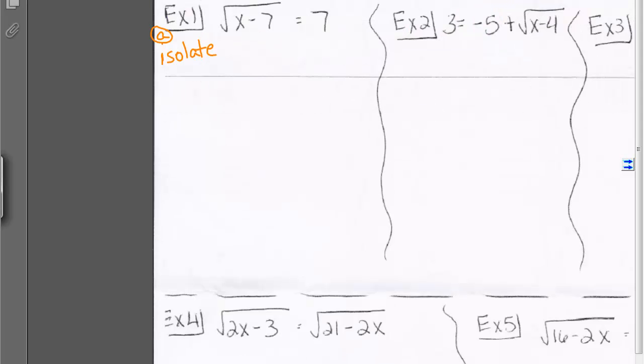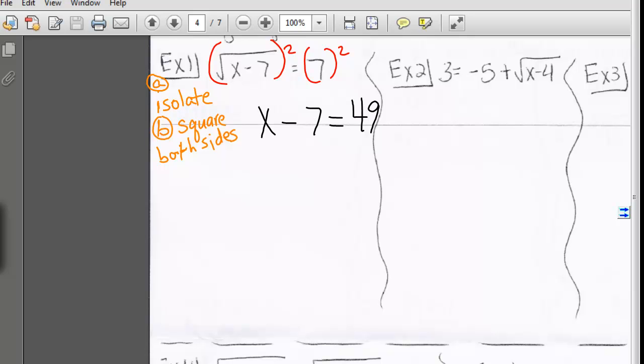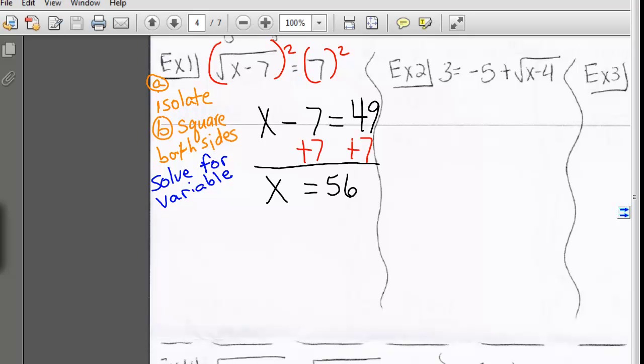Example 1. The square root of x minus 7 equals 7. The first thing we do is isolate the square root. Since the square root is already isolated by itself, we can go ahead and go to step 2, squaring both sides. When I square both sides, I have x minus 7 is equal to 49. Now we solve for the variable x. Adding 7 to both sides, we get x equals 56.